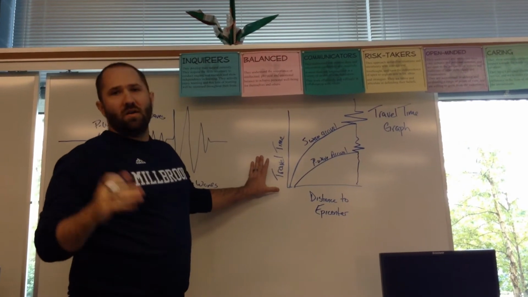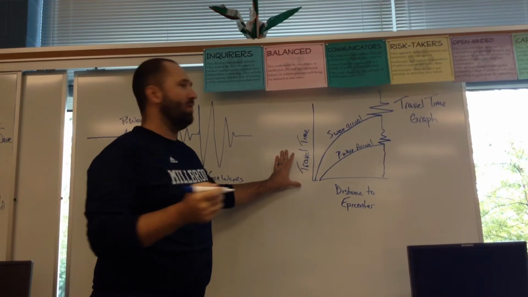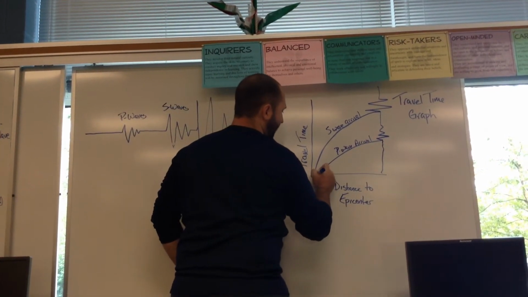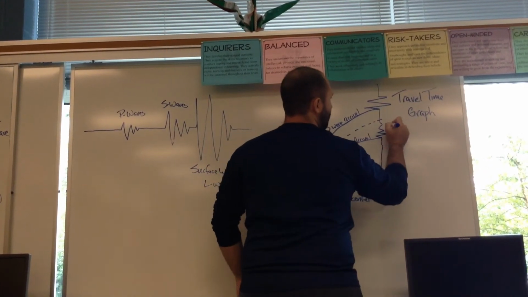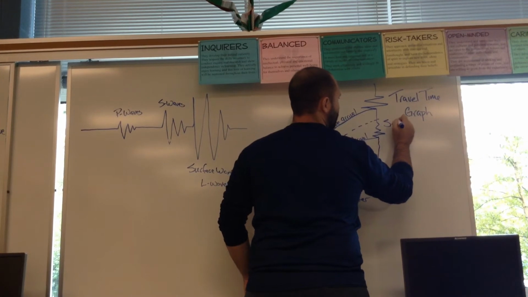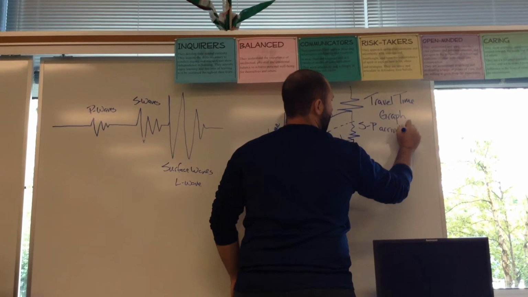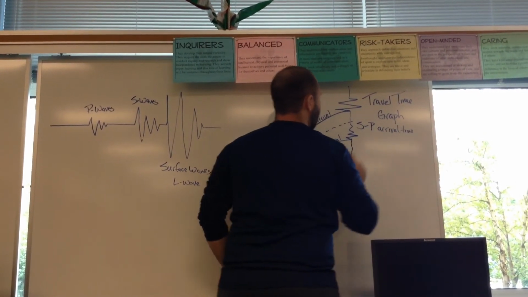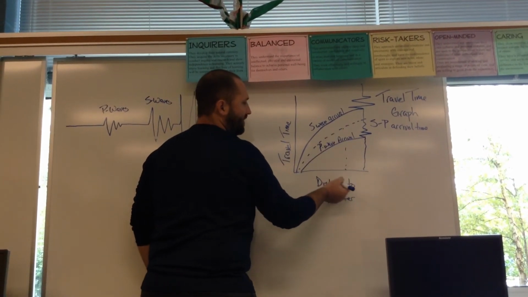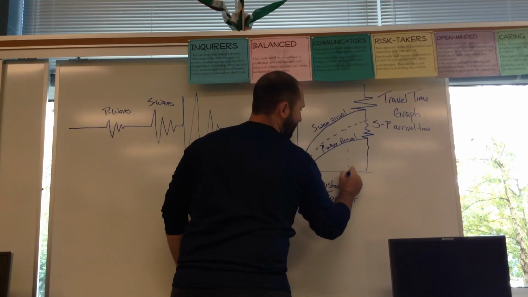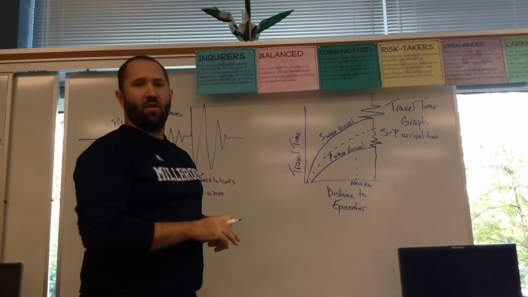To figure out how far away that location is from the epicenter, what we do is we add a third line into the mix, and that is the S minus P arrival time. From there, we can drop straight down to tell us that a location is roughly 1,000 kilometers away from the earthquake's epicenter.